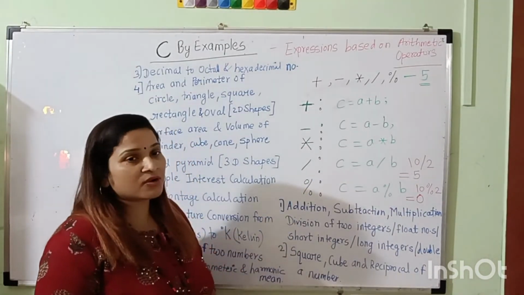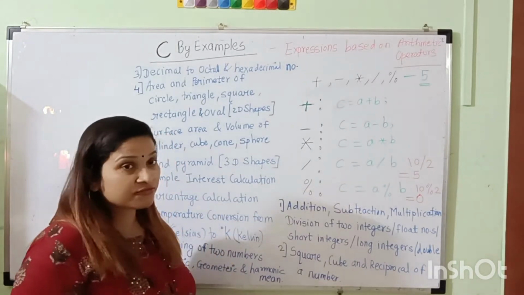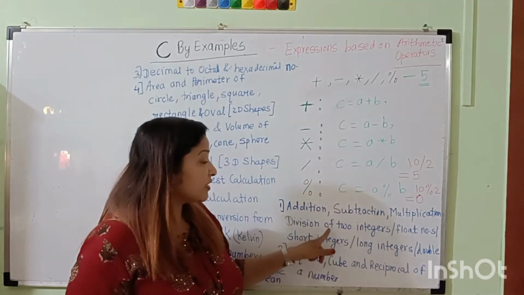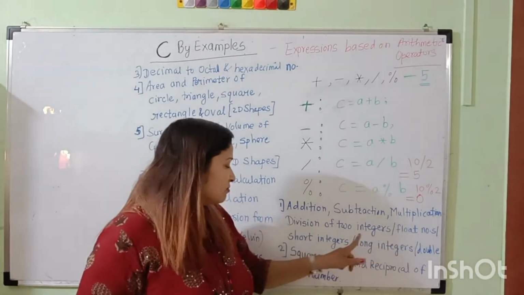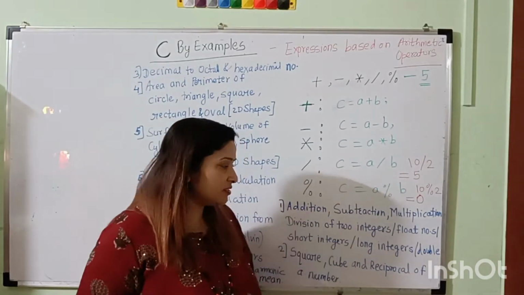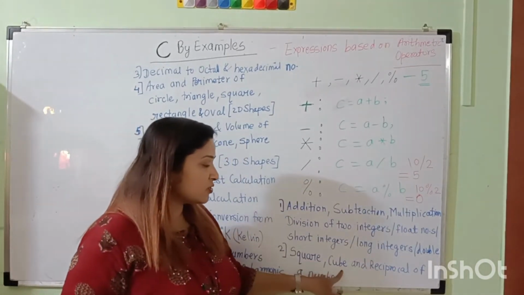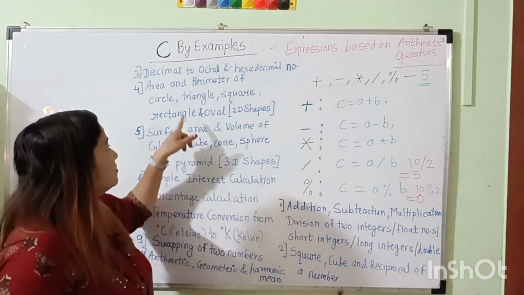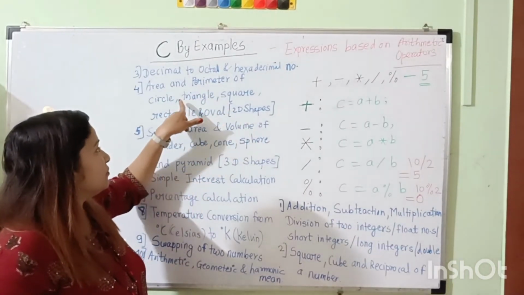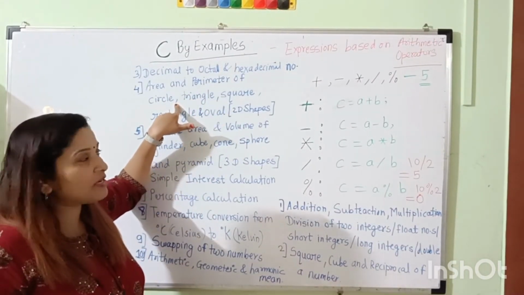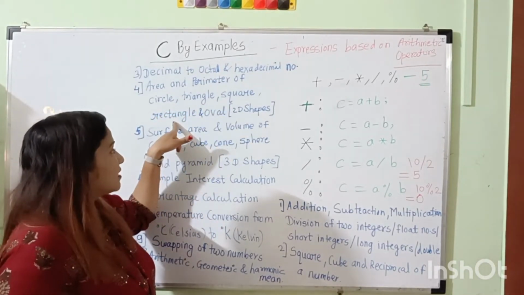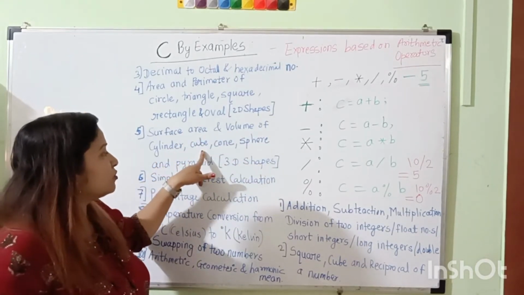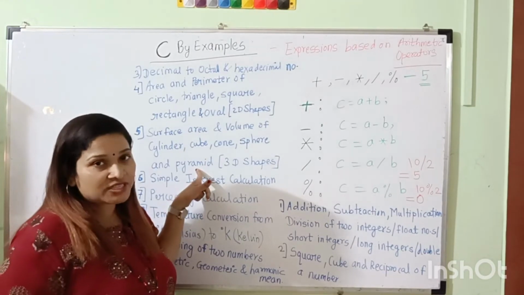Based on these operators, we are going to see a few programs. First, addition, subtraction, multiplication, division, and of course remainder of two integers, float numbers, short integers, long integers, and double numbers. Second, we will see the square, cube, and reciprocal of a number. Third, decimal to octal and hexadecimal conversion. Then area and perimeter of 2D shapes, that is circle, triangle, square, rectangle, and oval. Then surface area and volume of cylinder, cube, cone, sphere, and pyramid, the 3D shapes.